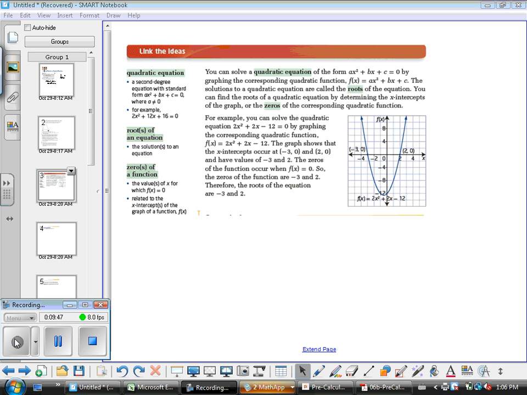You can solve a quadratic equation of the form ax squared plus bx plus c by graphing the corresponding quadratic function. So that's what we did there. We saw where it crossed the x-axis. That gave us the roots of the equation, or the zeros of the quadratic function. So that's just one method: graphing and then looking at where your x-intercepts are.